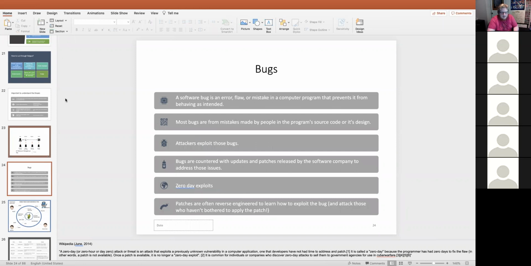So man in the middle is interception between the user and browser, and sniffing is between the browser and server. That is correct.